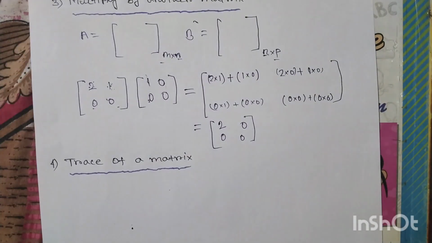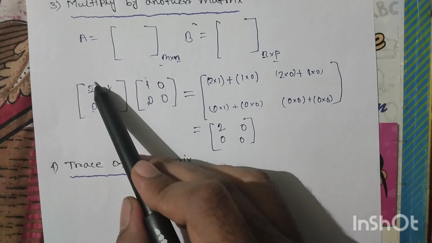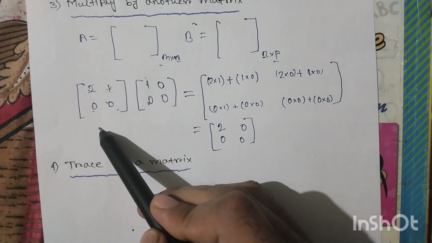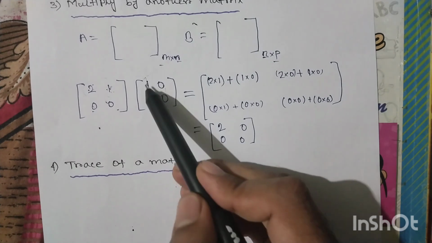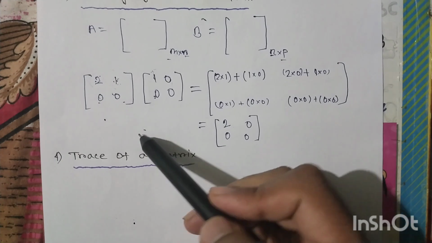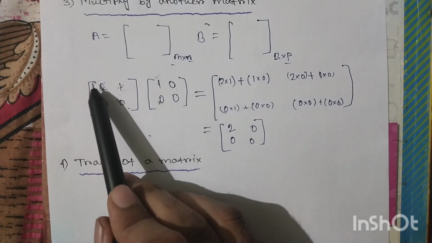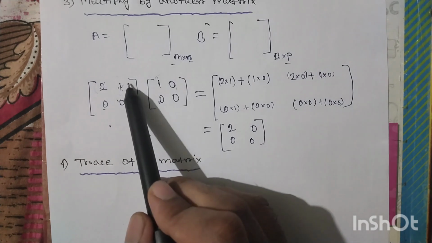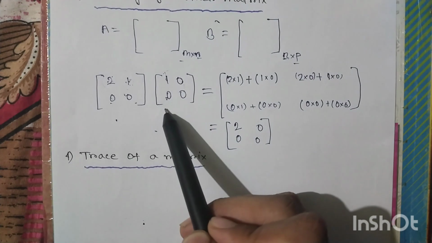So observe how matrix multiplication works. Each row of the first matrix should be multiplied, that means operated, with the columns of the second matrix. One thing to note: the number of elements in each row should be equal to the number of elements in each column.